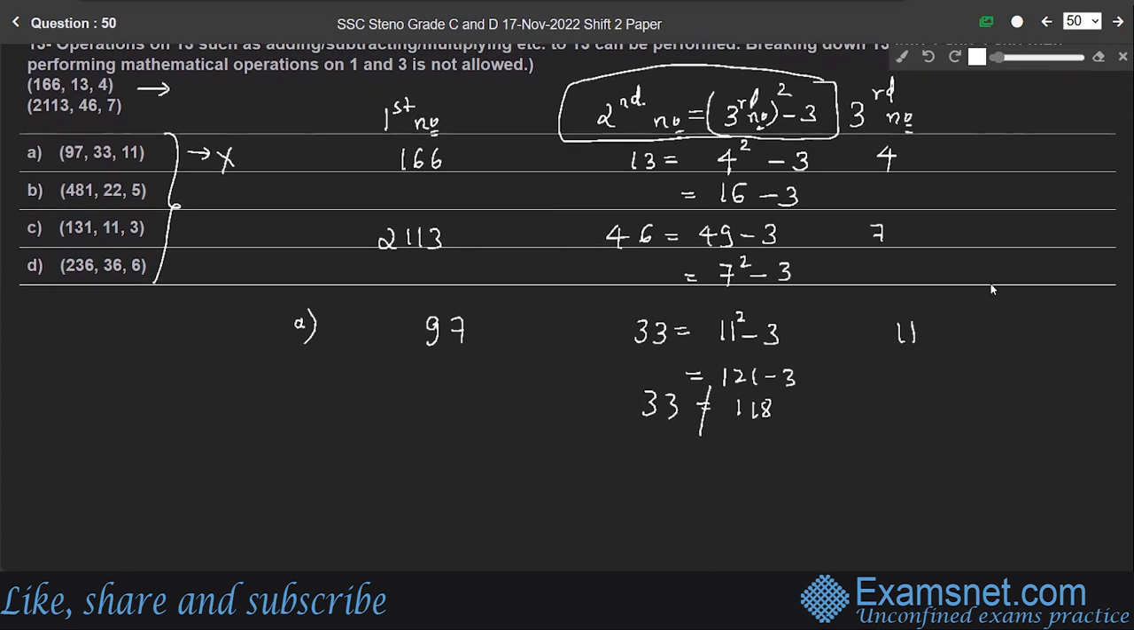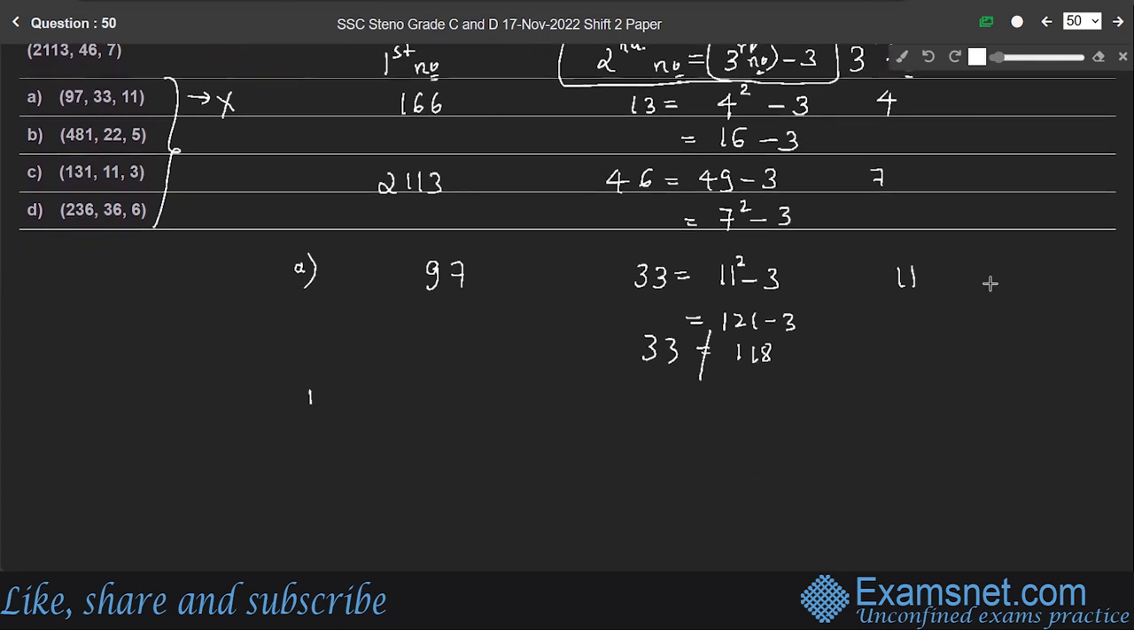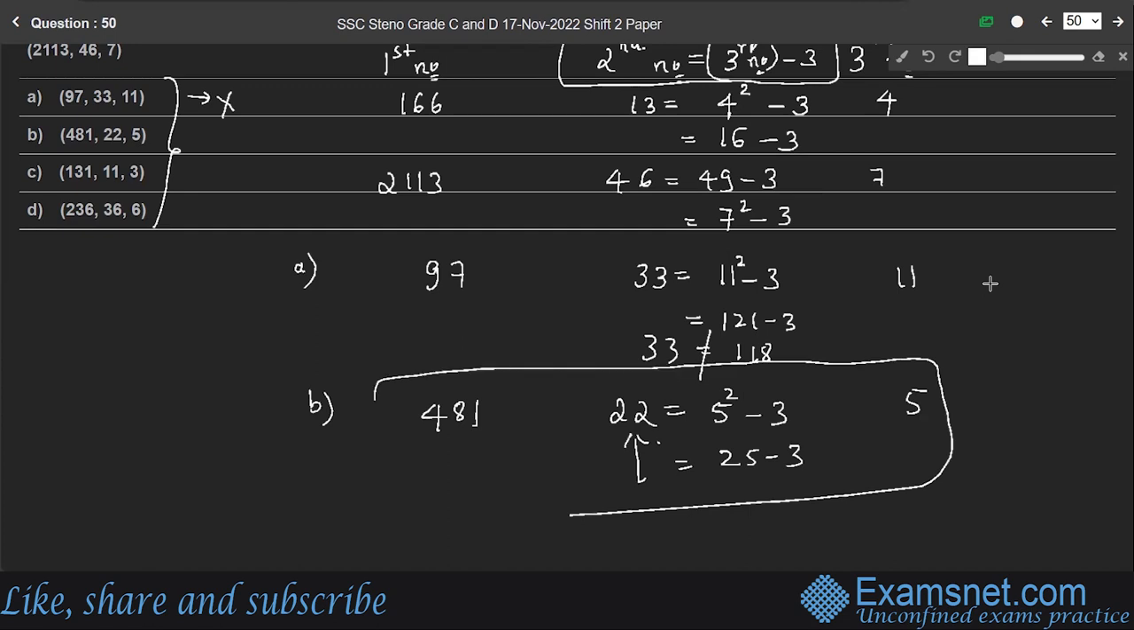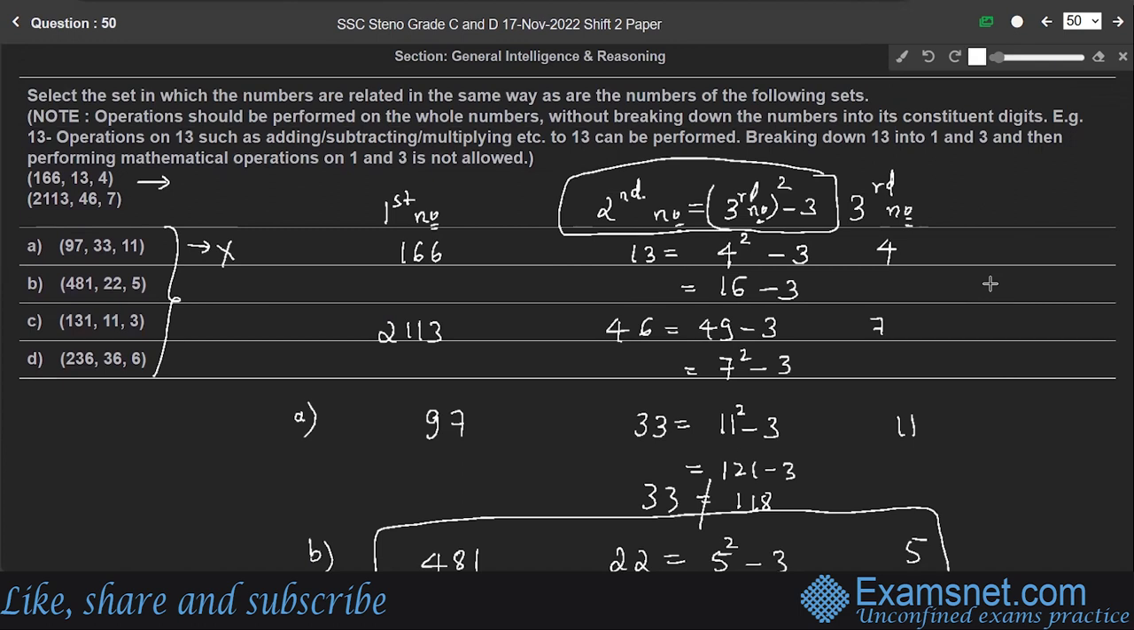We'll consider option B. The first number is independent of the remaining two numbers. The second number is 22, the third number is 5. The second number should be equal to the third number square minus 3. So 5 square is 25 minus 3 is 22. Therefore, option B follows the logic where the second number is equal to the third number square minus 3. Therefore, option B is the right answer.